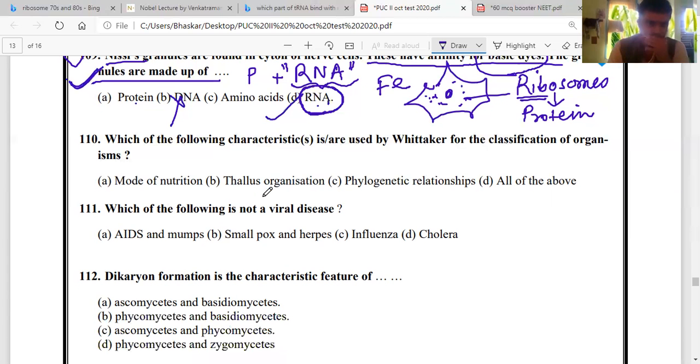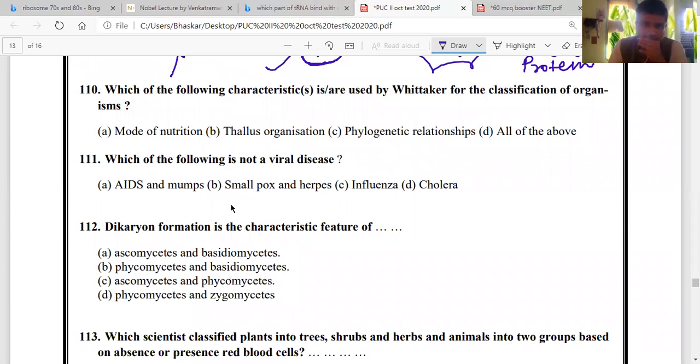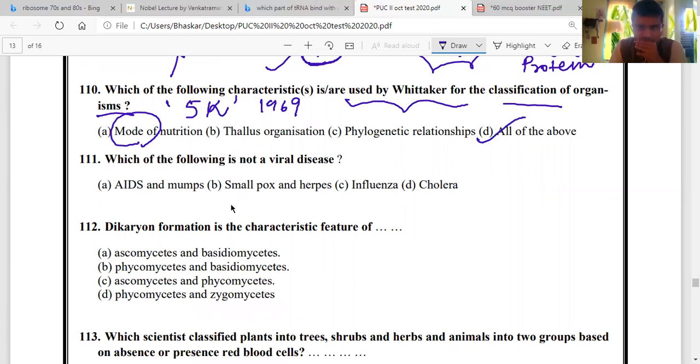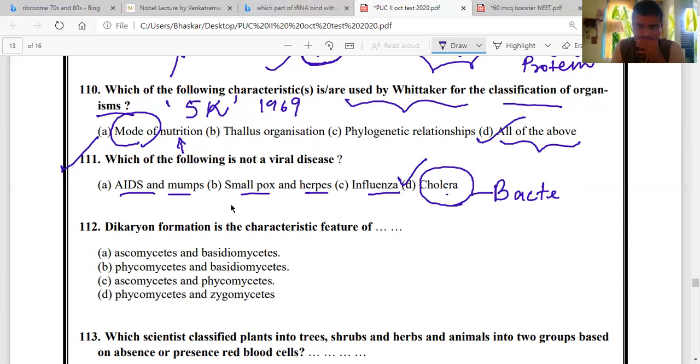Next, which of the following characteristics is used by Whittaker for the classification of organisms? Just we have discussed 1969 five kingdom concept. So he used all the things: phylogenetic relationships, thallus organization, mode of nutrition, cellular structure, and all of the above. Most important stress was given to mode of nutrition. If this option is not given, then you have to choose this one. Next, which of the following is not a viral disease? Simply you can say AIDS, mumps, smallpox, herpes, influenza, and cholera. You know cholera is caused by Vibrio cholerae, that is a comma-shaped bacteria. That is your bacterial disease. As simple as this. Correct?